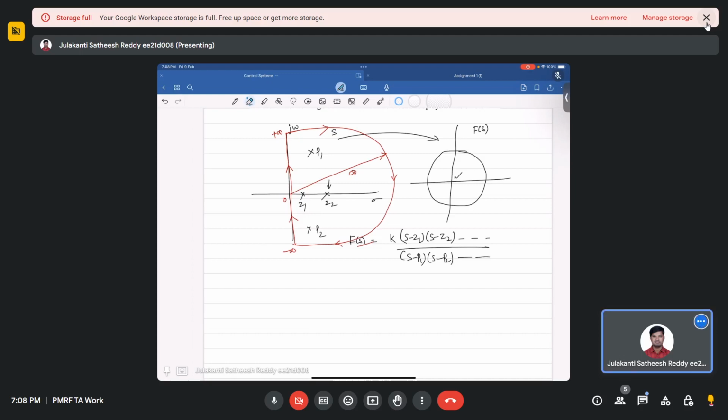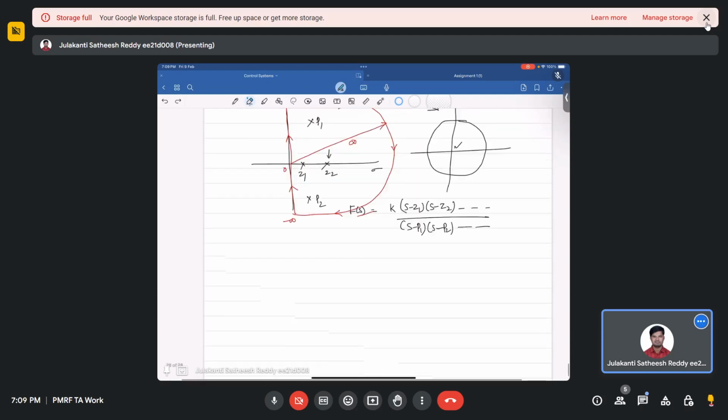One clockwise rotation will give you minus 360 if it is a zero, minus 360 in the clockwise. If it is a pole, it will give plus 360. So it is all about the number of poles and zeros lying in the right half of the S plane. One rotation will give you how much the angle can change. That is the real implementation of this.